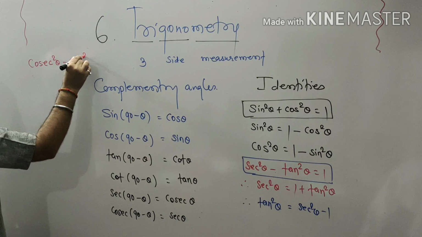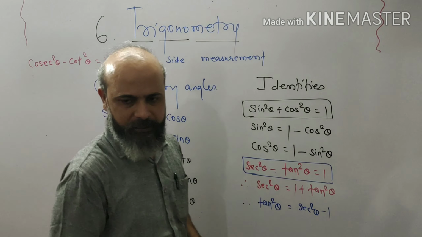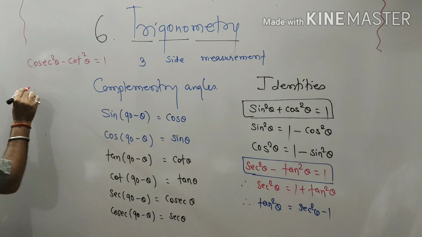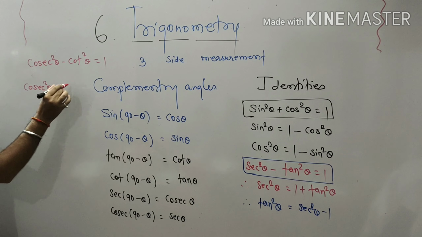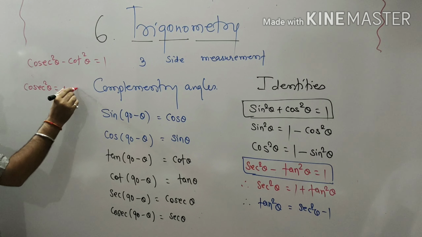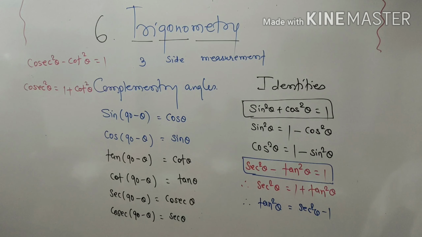Now student, one more trigonometric identity is there, that is cosec square theta minus cot square theta is equal to 1. Similarly you can find cosec square theta. Cosec square theta is equal to 1, transfer cot square theta to the right hand side, so this will be plus cot square theta. Clear? Cosec square theta is 1 plus cot square theta.